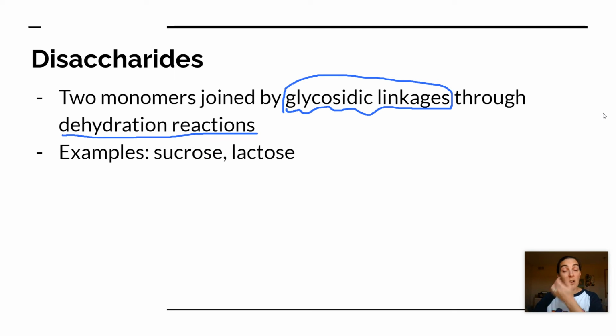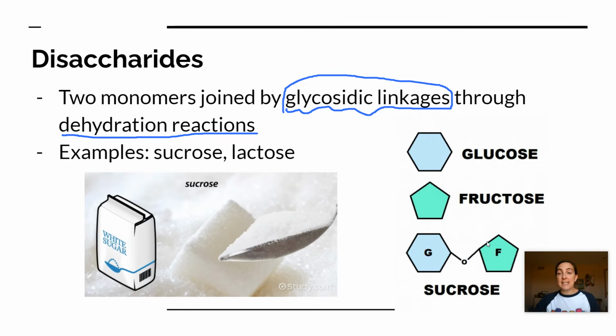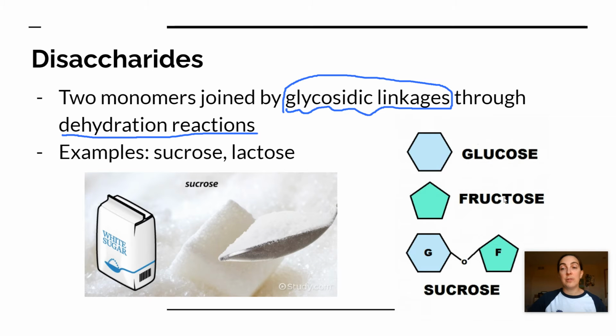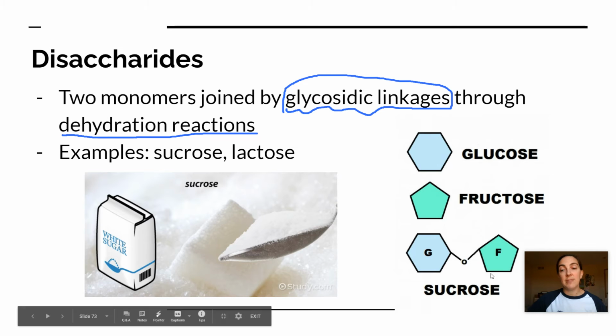Examples of disaccharides are sucrose, which is just basic table sugar, and lactose, which you may have heard of. It's a sugar in a lot of dairy products that some people can't break down. Those are people who are lactose intolerant. And so here is an example of how sucrose is formed. Sucrose, that's regular old table sugar, is glucose, that's one of the monomers, and fructose. Each of those, glucose and fructose, are monosaccharides. They're just single ring sugars. And when you join them together, this bond through the middle is that glycosidic linkage formed by a dehydration reaction. You form this disaccharide that is sucrose.